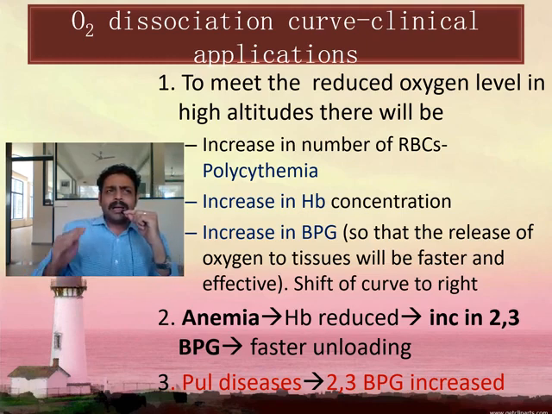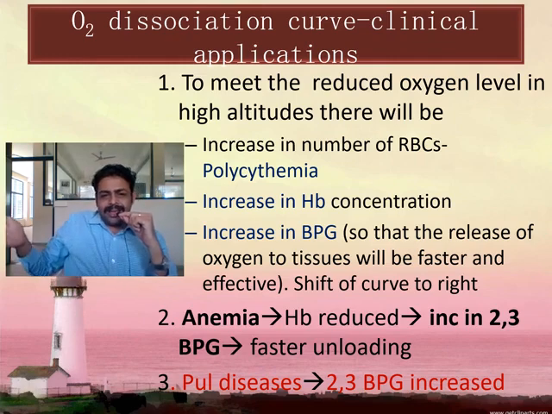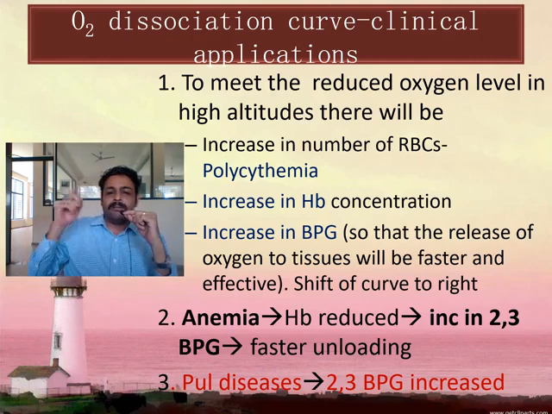I told you, 2,3-BPG, what is its function? It shifts the curve to the right and decreases the affinity of hemoglobin for oxygen. So, faster unloading. Always remember faster unloading. Faster unloading means the oxygen will be delivered faster, so we will be happy. No hypoxia will be there.